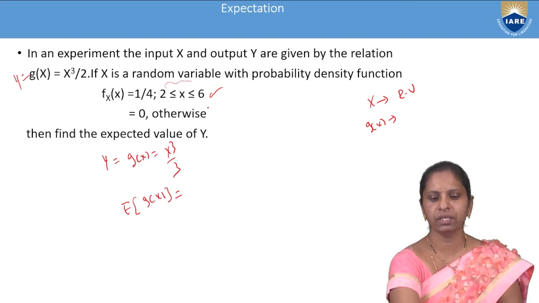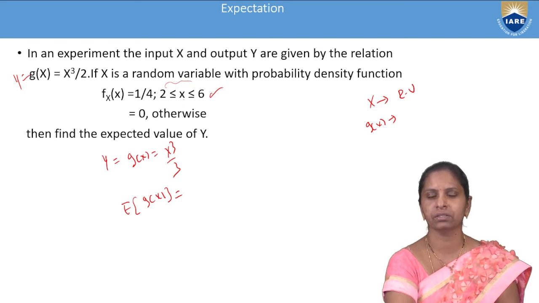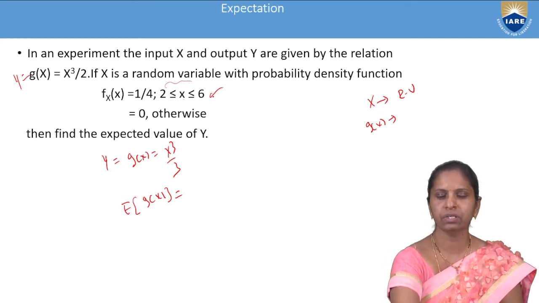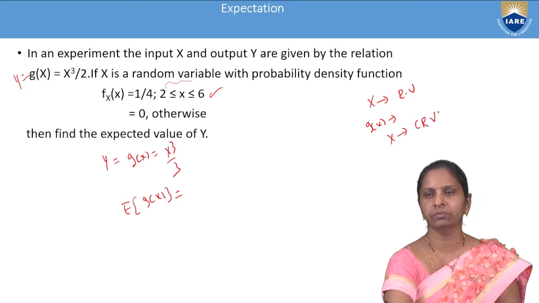What is the range of x here? They have given x from 2 to 6. So between 2 and 6, how many values do you get? You may get infinite values: 2.1, 2.2, 2.22, like that. You'll have infinite values between 2 and 6. Therefore, the type of random variable x here is a continuous random variable.